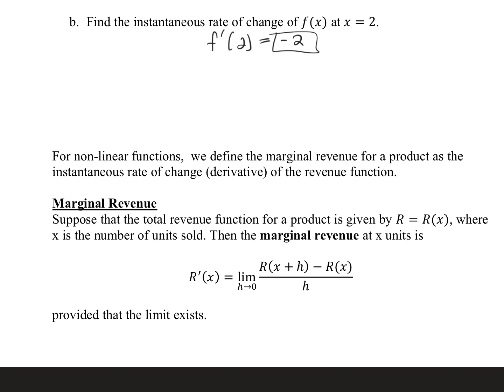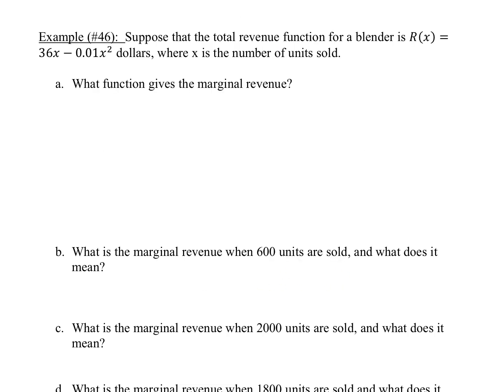So the only thing that changes here in this definition, when we're talking about marginal revenue, is that the function will be naturally labeled as capital R. So R prime of x would be equal to this same limit, h approaching 0, of the difference quotient. We're just referencing the R function this time. All right, this lets us go into the next example.